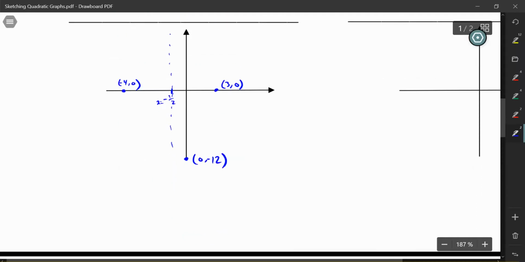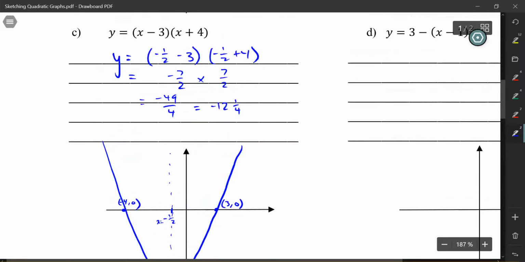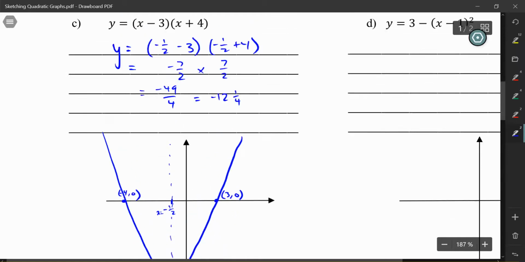So just a bit below, so it's over here. And there we go, we put all our points together. There you go. You got your turning point at negative half, negative 12.25. Now, the only reason why that question might have been tricky is because it's got fractions in it.